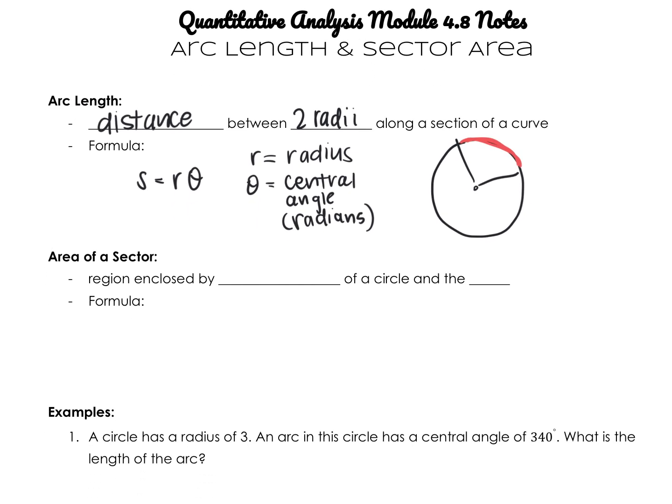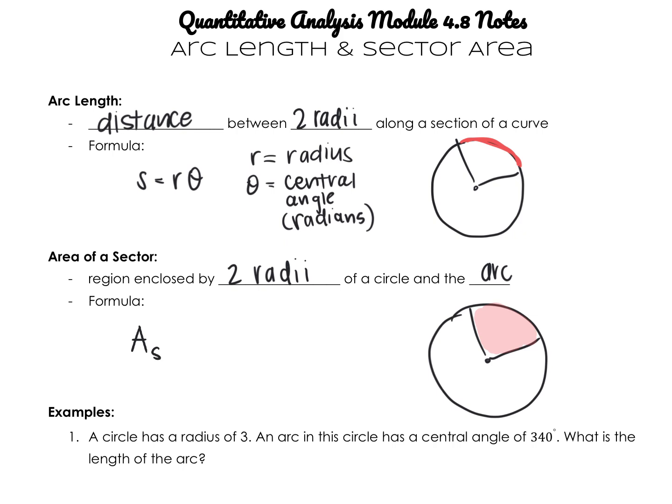Next, we have area of a sector. It's a region enclosed by two radii of a circle and the arc. So similarly, if I have my circle and I have my two radii, the sector is now the space enclosed. So it's a portion of the area of a circle.